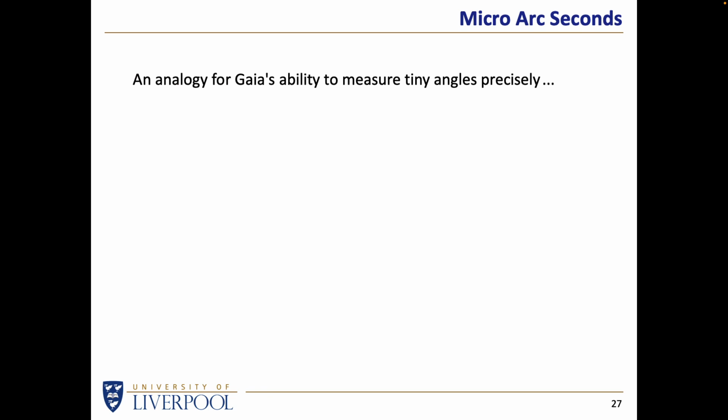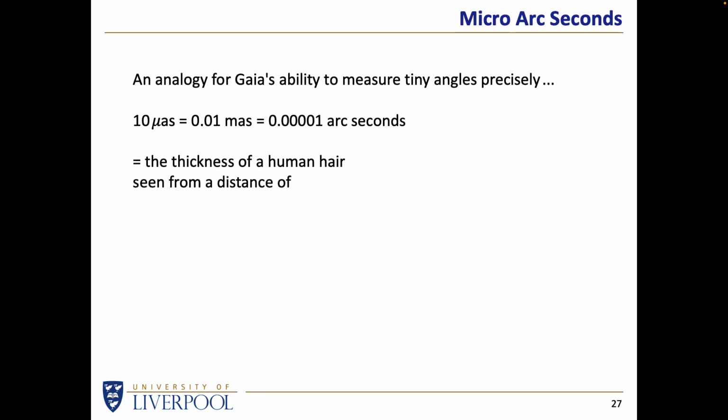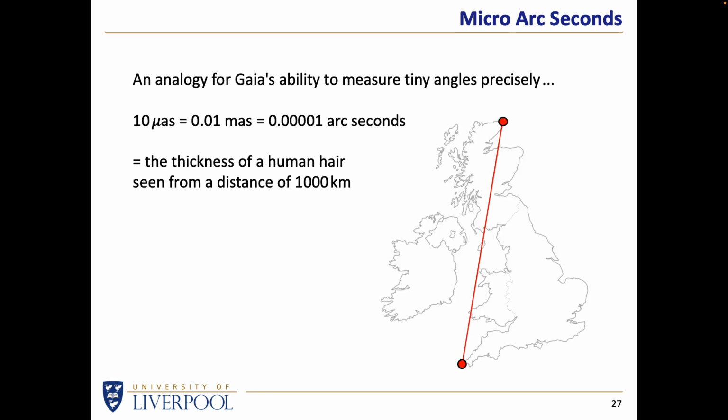I think we need to take a step back and just remind ourselves how small these angles are, because I'm saying that this is phenomenal precision, and Gaia is all about precision. Without precision, it's nothing. So let's just remind ourselves how small 10 micro-arcseconds is for the precision here. 10 micro-arcseconds, or 100th of a milli-arcsecond. Think of that as the width of a human hair as seen from a distance of 1,000 kilometers.